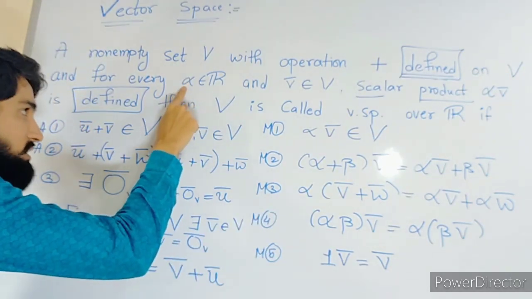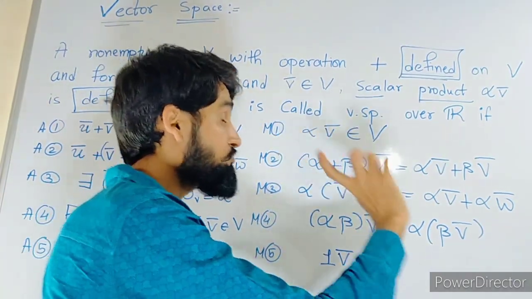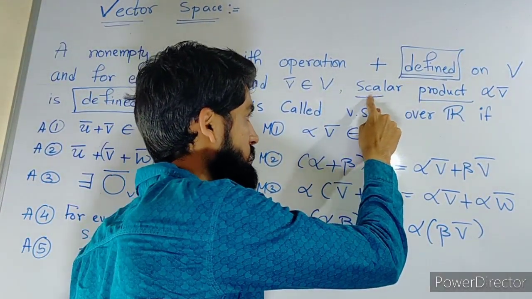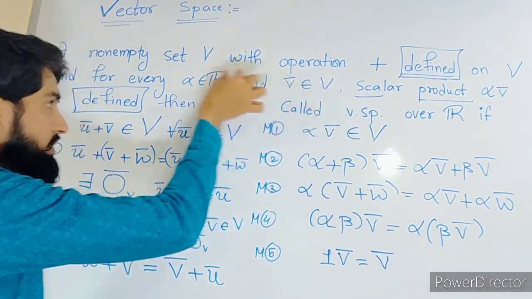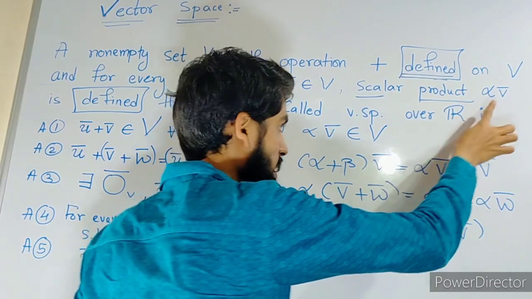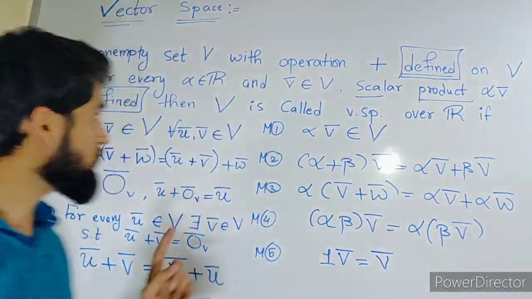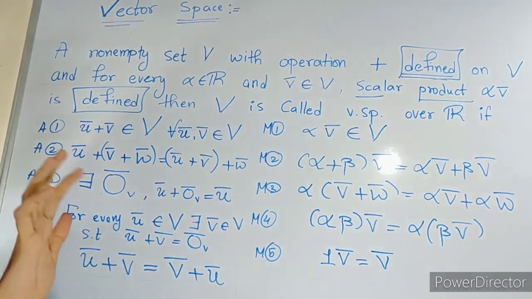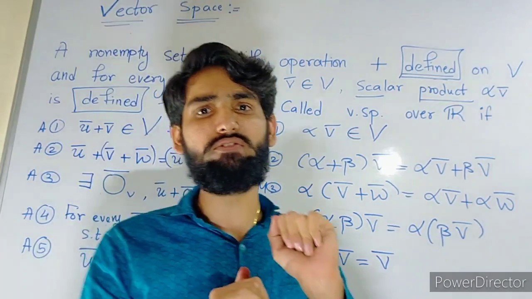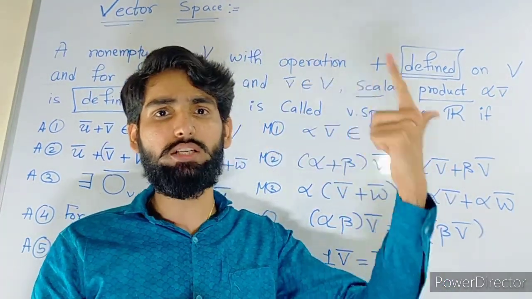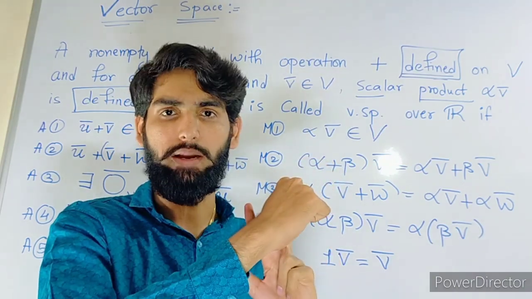Definition: for any scalar alpha inside R and any vector V bar inside V, we define the second operation that is known as scalar product. Because we are multiplying a vector with a scalar, hence the scalar product alpha V bar. That could be defined in any manner. Over here also we use the word define, which means it could be in any way you want. So till now we have a non-empty set with two operations defined on it. One is denoted by plus and the other is the scalar product.